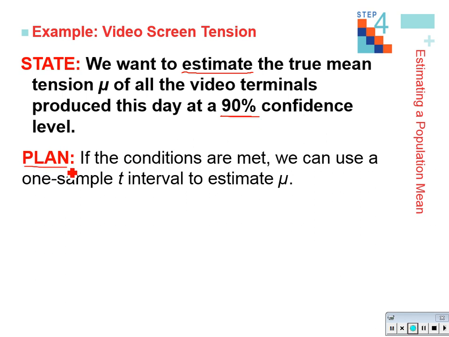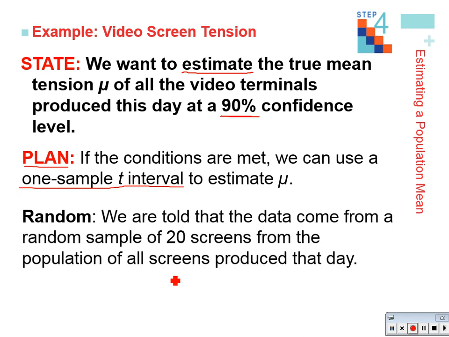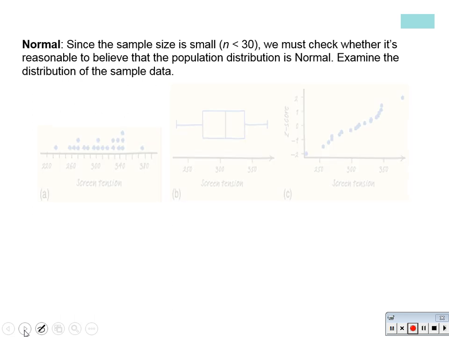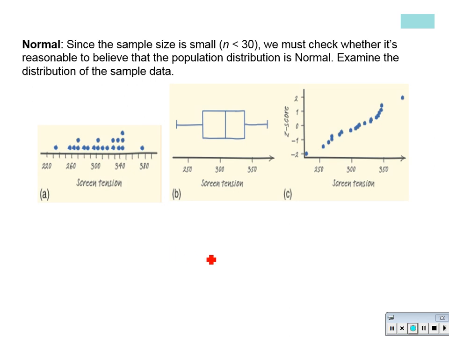The plan: if the conditions are met, we can use a one sample t interval, and then we're going to check the conditions. The random condition, it said that they took a random sample of 20 screens, so that condition's met. The normal condition, a little bit of a problem here because there was no mention of the population distribution and the sample size is less than 30. So because it gave you what the data values were, one of the things that we can do is create graphs in your calculator to see if in fact the distribution from the samples is normal.